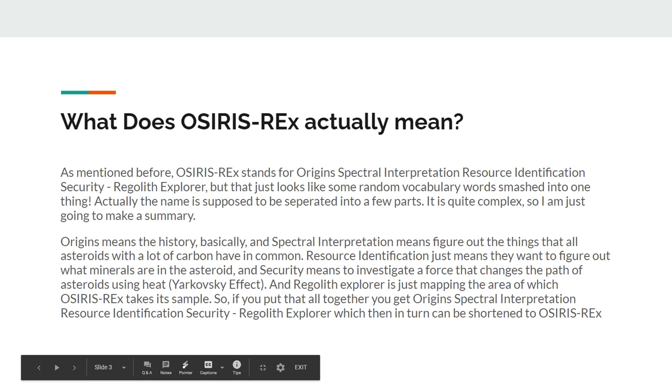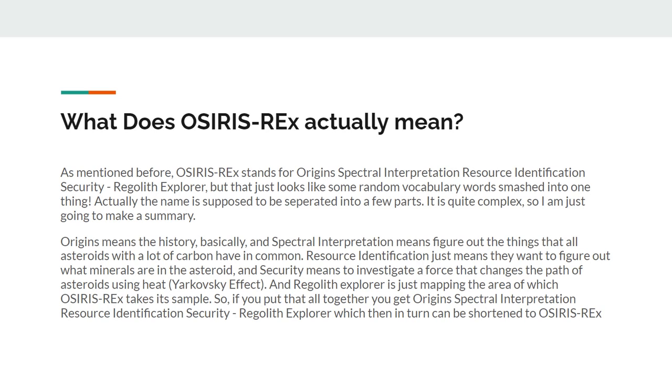So what does OSIRIS-REx actually mean? As I mentioned before, OSIRIS-REx stands for Origins, Spectral Interpretation, Resource Identification, Security, Regolith Explorer. But that's really random, so what does it actually mean?